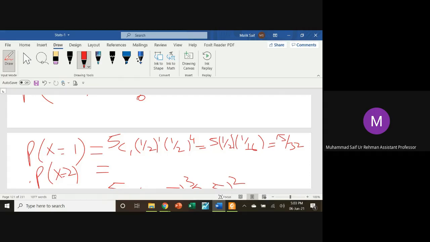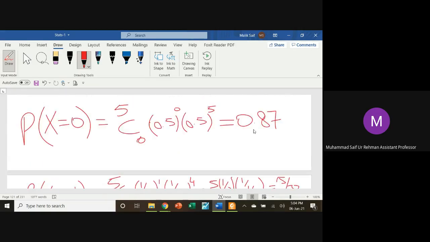Similarly 5C2 into 1 by 2 whole square into 1 by 2 whole cube. So 5C2 is equal to what? So there will be 32 in all cases in the denominator. Only you have to find out 5C2. 5C2 is 10. So the answer for this will be 10 by 32.